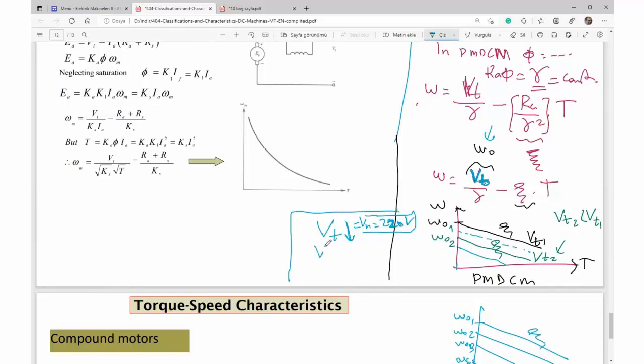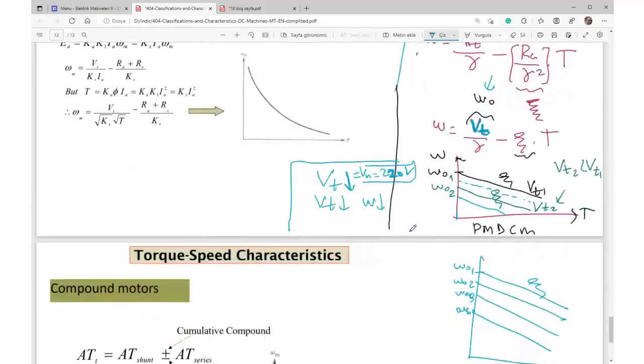You decrease voltage, speed will decrease. So we use such an adjustment method for underrated speeds. For example, let's say rated speed is 1500 RPM. So you can decrease voltage and you can adjust speed between 0 to 1500 RPM.